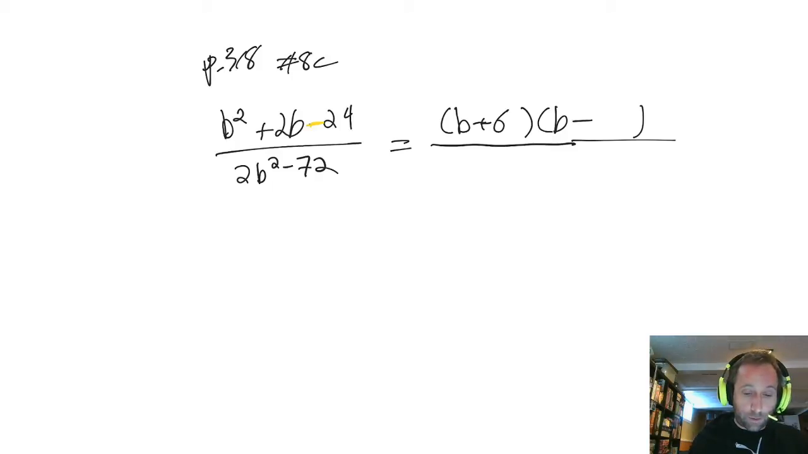So I think that'll be a 6 and a negative 4. So they add to give positive 2 and they multiply to give negative 24. So those are the factors in the numerator. In the denominator, I see I have a factor of 2. Let me factor that out first.